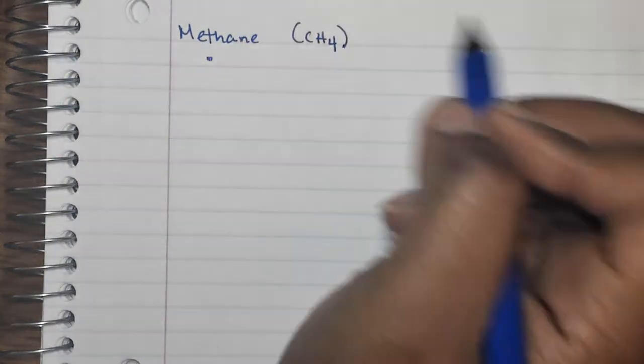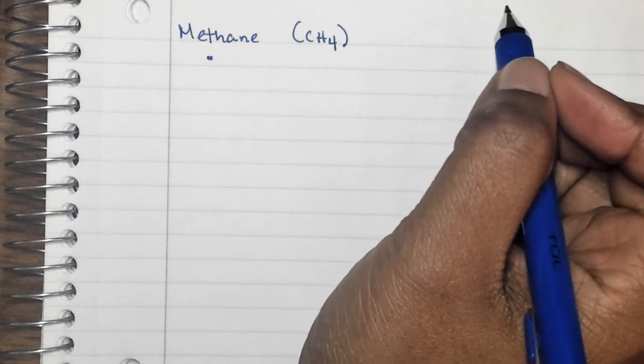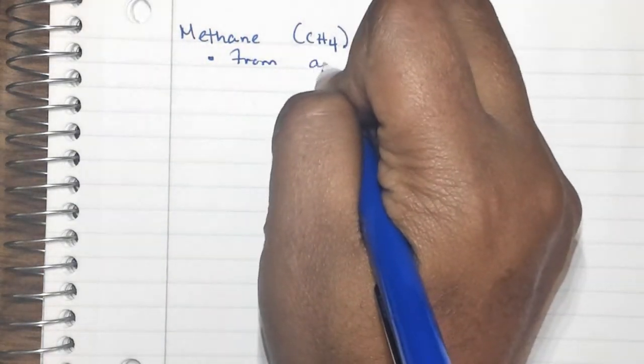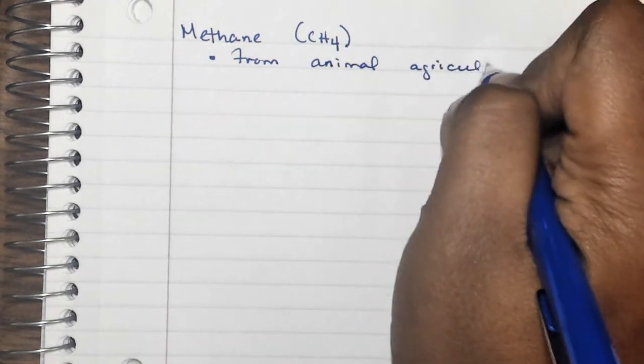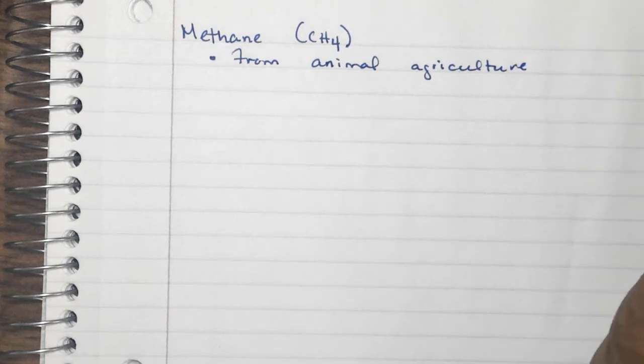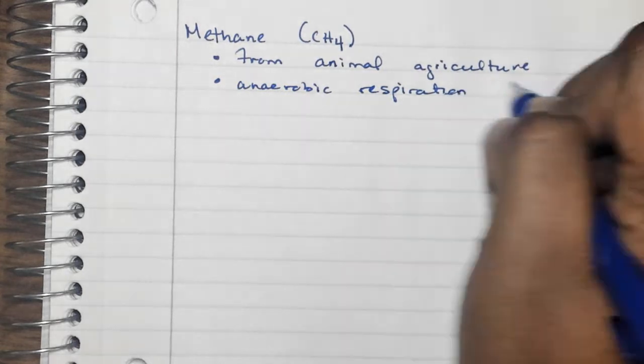Okay, I'm going to go through all the ways that we can get methane into the atmosphere, so that's more than just cows. Okay, so first one, obviously, from animal agriculture. We just said that. Okay, but also from anaerobic respiration in landfills.